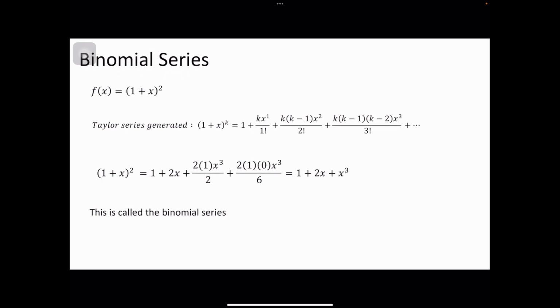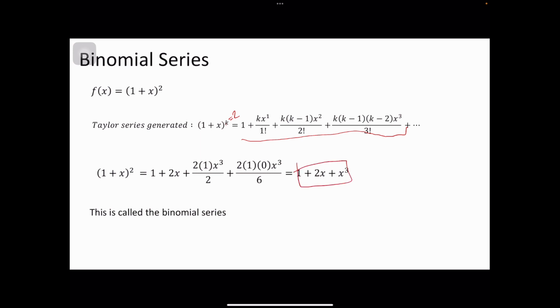So for the binomial series, now let's say we have a function f of x is equal to 1 plus x squared, x to the power of 2. Then we know that we can solve this in the Taylor series, and it would generate an answer of this. Now, over here, it would be easy, right? This is 1 plus x to the power of 2. This is 1 plus x to the power of k. So if we set k equal to 2, just substitute it in, and then we get our answer here.